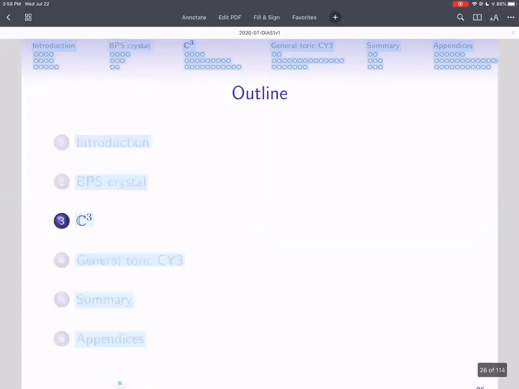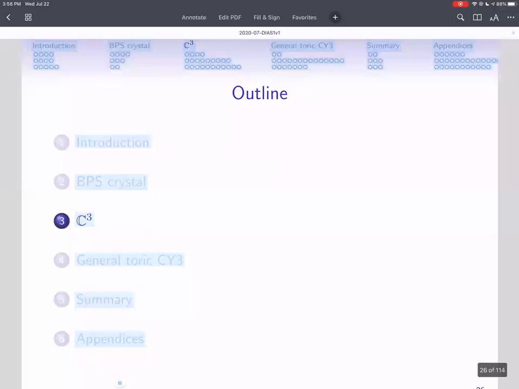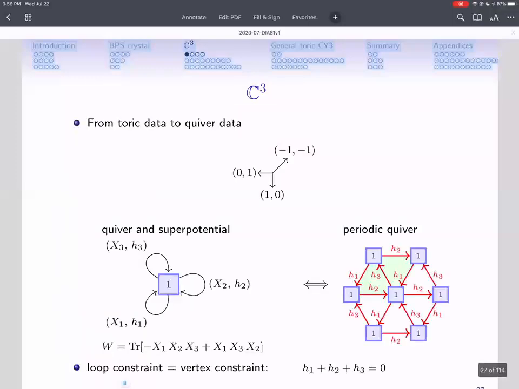Any questions here? I think I'm doing okay in time now. If there's no question, I'm going to move to the simple case, the C3 case.